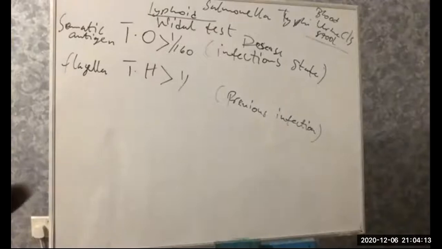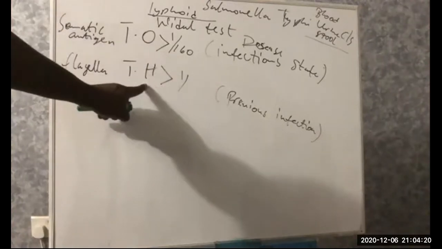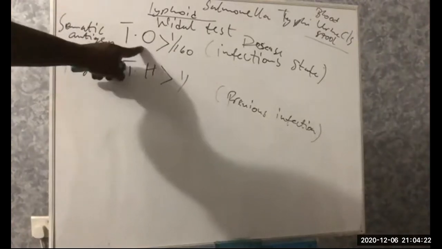So all the time, if you want to confirm that someone is having typhoid with the radar test, look at the TO. Don't pay much attention to the TH. Pay attention to the TO. That is the somatic antigen. And if it is above 1 over 160, it confirms the diagnosis.